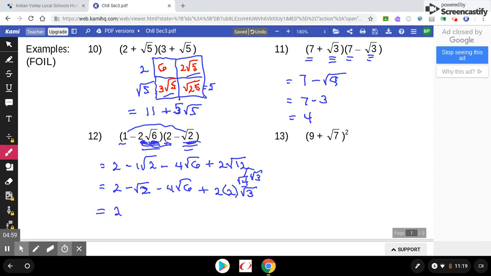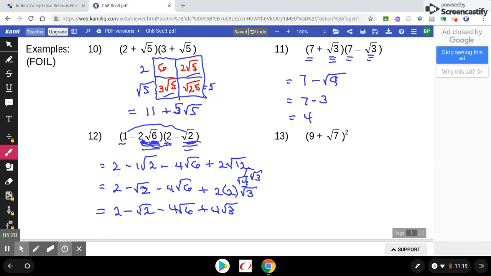So clean it up one more time. Regular number, square root of 2. No more square root of 2's. 4 square root of 6. No other square root of 6's. Clean this guy up. I got 4 square root of 3. So I can't combine any of those because they are all unlike terms. And that guy's done.